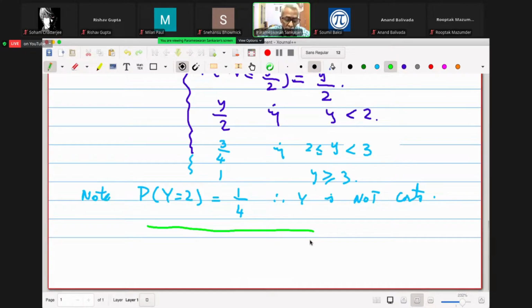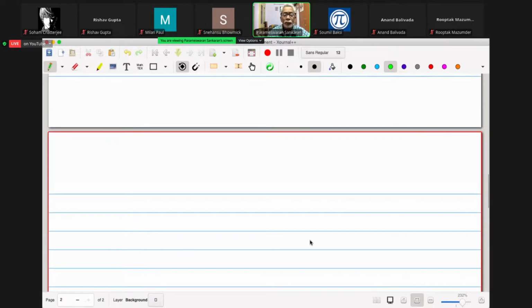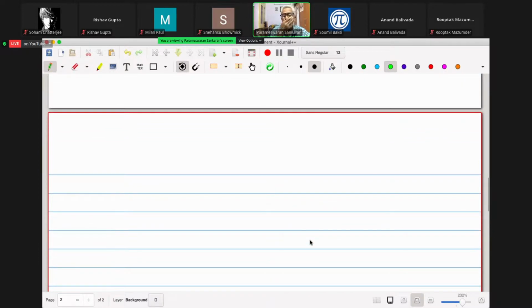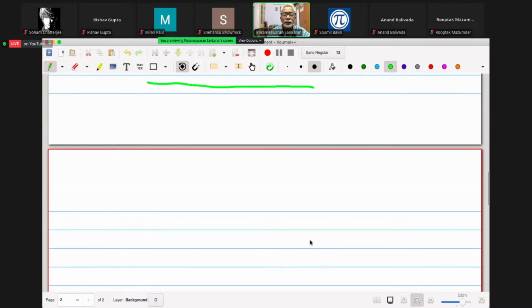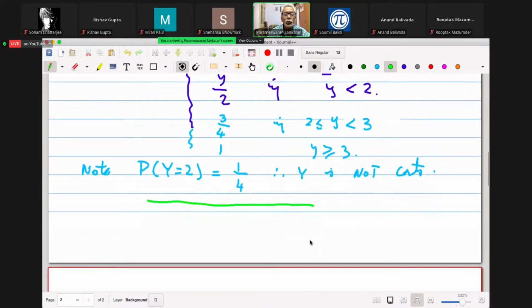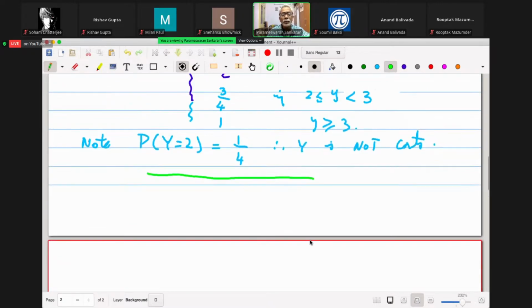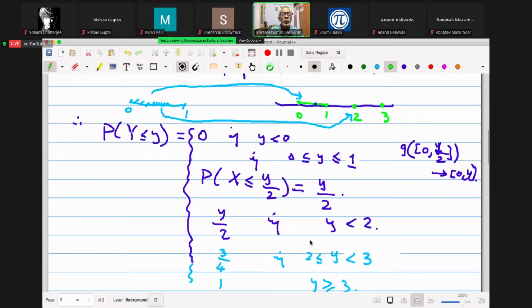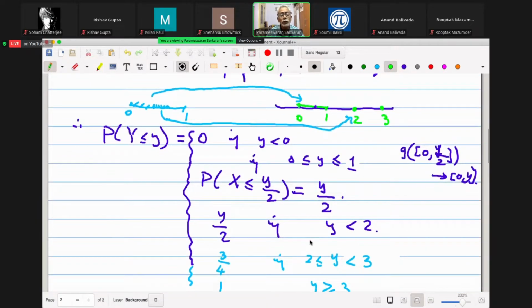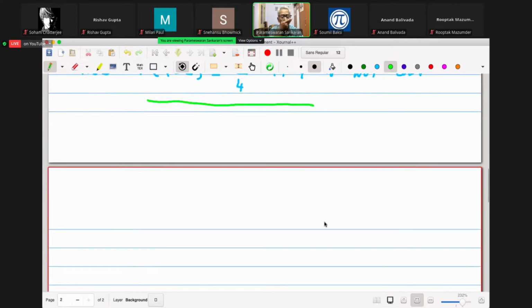So the thing is, it is quite possible that just because you have defined your g of t, it doesn't have to be the case that g of capital X is also a continuous random variable. It could be discrete. You can play with this and actually get an example where Y equal to g of capital X is a discrete random variable. That also is very much possible.